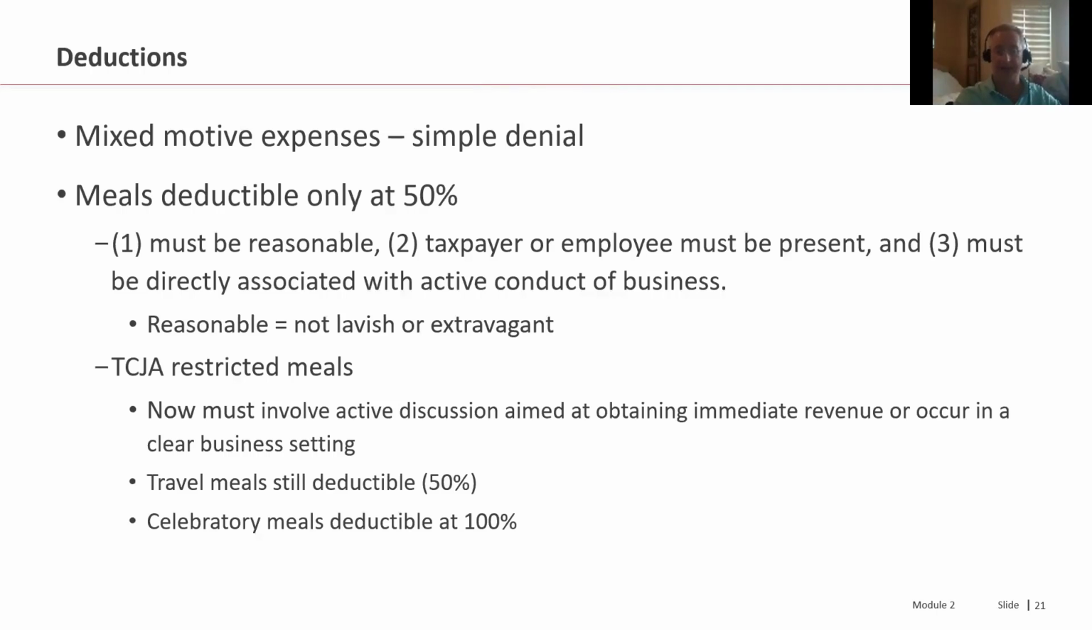Travel meals are still deductible. So if you have to travel out of town, you can still deduct that at 50%. Celebratory meals are deductible at 100%. So let's say you have a year-end party and you cater it in and everyone's invited. Those are 100% deductible. The other type of meal, in air quotes, that is deductible is de minimis. So let's say in your office, they offer bagels on every Friday and everyone goes in and has a bagel or half a bagel or whatever it is. Those are considered de minimis and they're fully deductible.